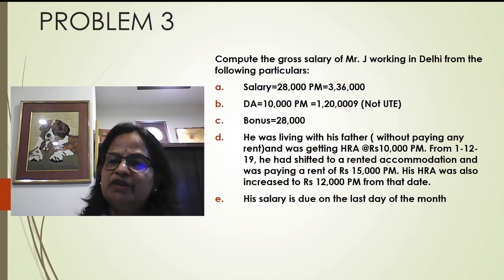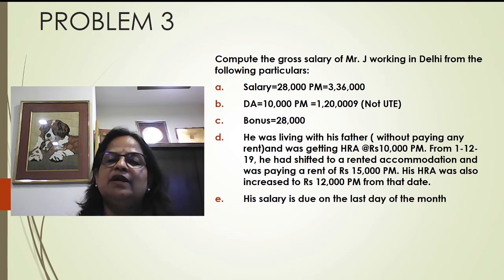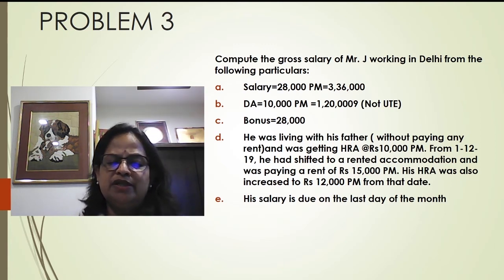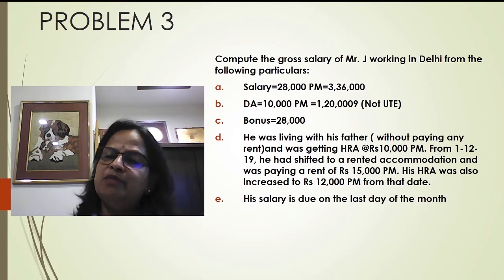He was living with his father without paying any rent and was getting HRA at the rate of rupees 10,000 per month. From 1/12/19, from December, so December, January, February, March, 4 months, he has shifted to rented accommodation. So in the previous year, 12 months, 8 months, April 1st to November 30th, he was staying with his parents.